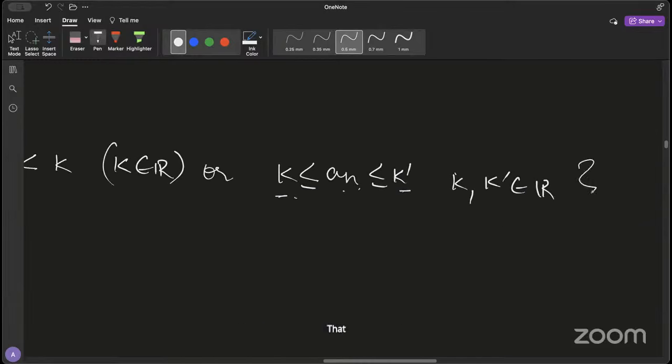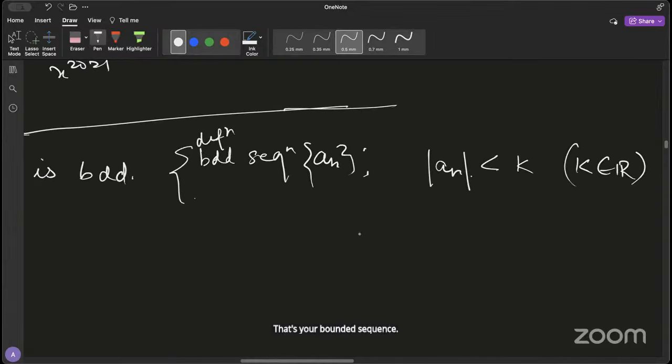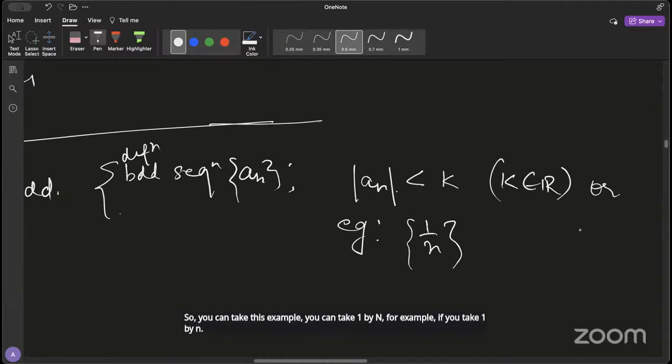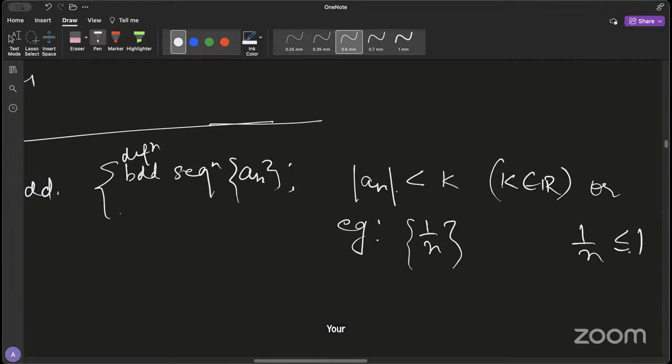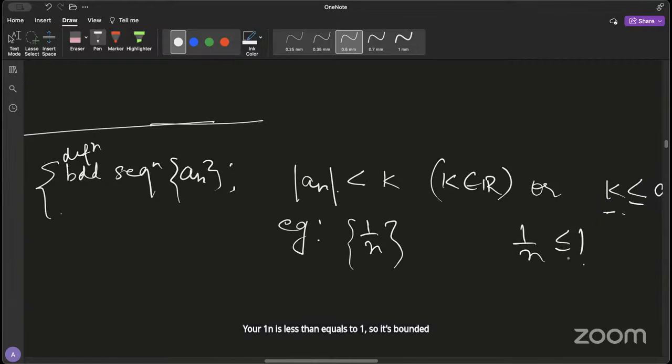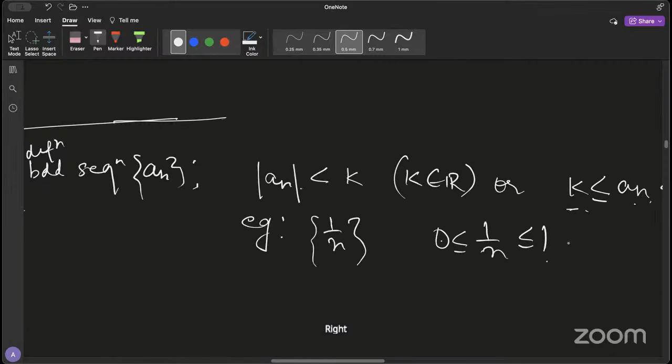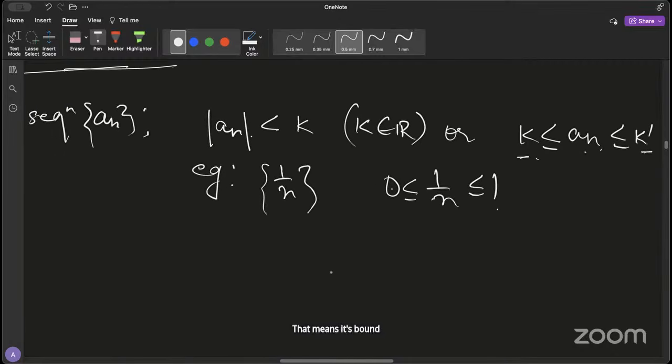That's your bounded sequence. So you can take this example. You can take 1 by n, for example. If you take 1 by n, your 1/n is less than or equal to 1. So it's bounded above by 1 and it's bounded below by 0, right? That means it's bounded.